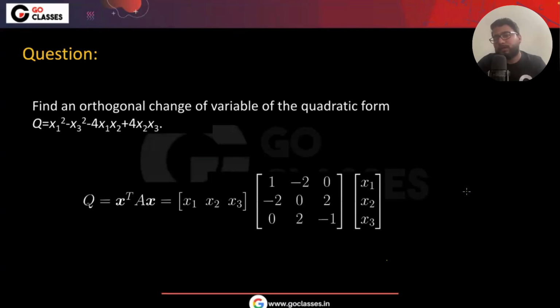Okay, now we will be using the symmetric positive definite or PD matrices in calculus for optimization purposes. Okay, so that's all.